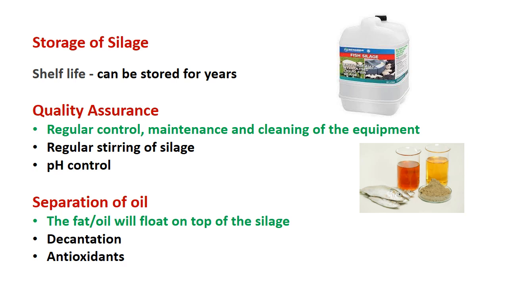In the quality assurance, the first thing is regular control, maintenance and cleaning of the equipment, regular stirring of the silage and pH control. These are very important criteria for maintaining the quality. Then separation of oil is another important aspect. After the digestion process, the fat and oil will be floating on the top of the silage. This oil or fat can be removed by decantation, and it can be further preserved by adding antioxidants.